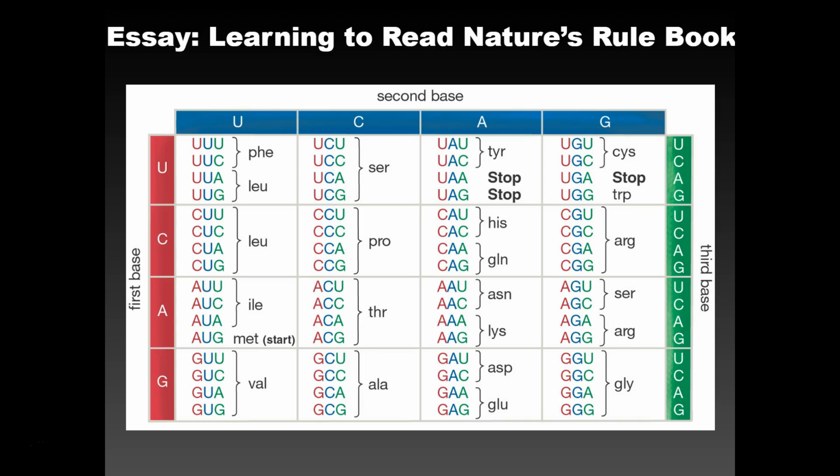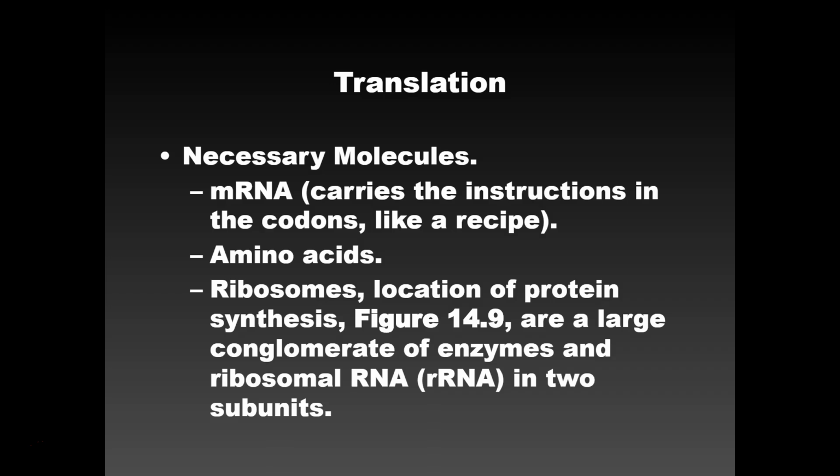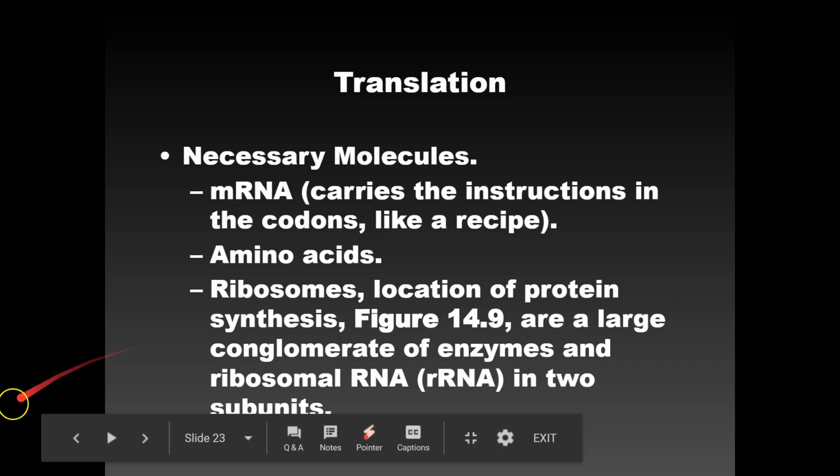That is the reason why you have 64 possible combinations of those 4 letters, and you only have 20 amino acids that you need to specify. It's a protective measure so that things don't get messed up. So in the next video, we're going to start talking about translation, the final step in building a protein.